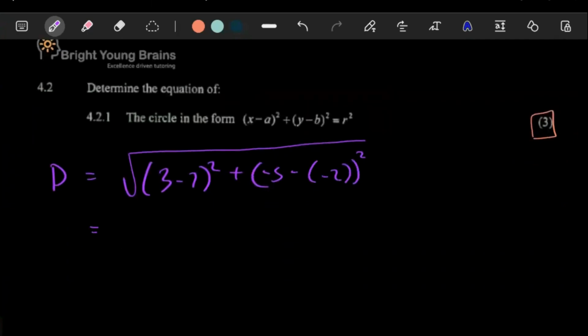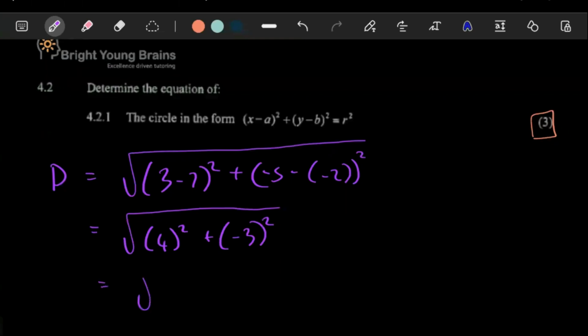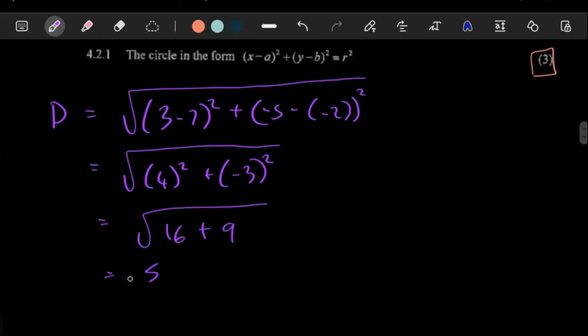And then, what do we have here? We have here square root 3 minus 7. That's like a 4. This is going to be a plus, right? Negative 5 plus 2. Like a negative 3. I don't even know, I'm not using the calculator here, but this is going to be 16 plus 9, which is square root of 25, which is just a 5. That is the radius. Seems very believable.